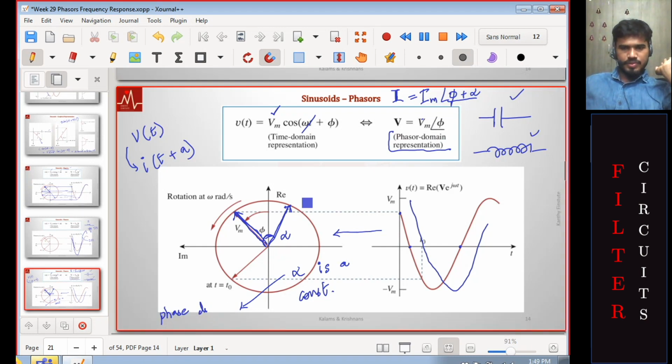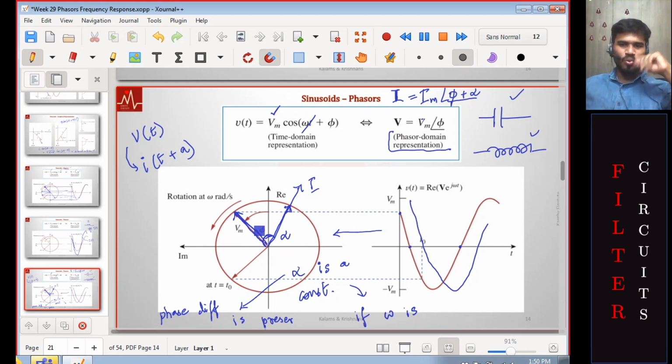Phase difference is preserved. And what are the conditions under which it's preserved? As long as you are dealing with a capacitor and an inductor at a particular frequency. If omega is constant. If you are varying omega, then voltage is varying some way, and the phase and all is not preserved. Okay, omega is a constant.